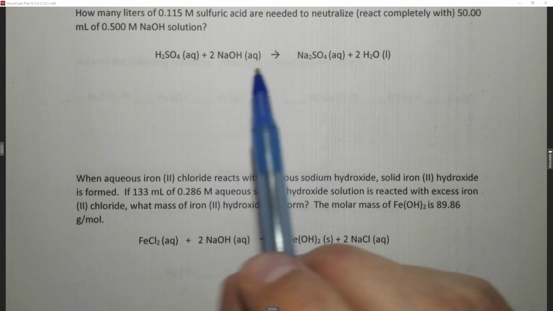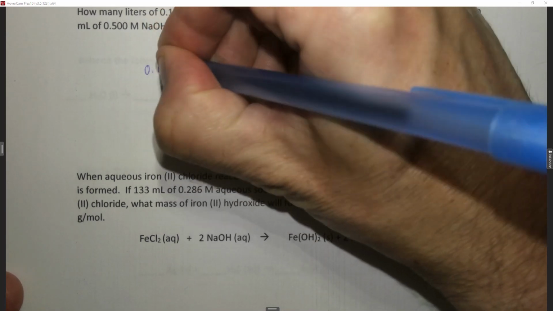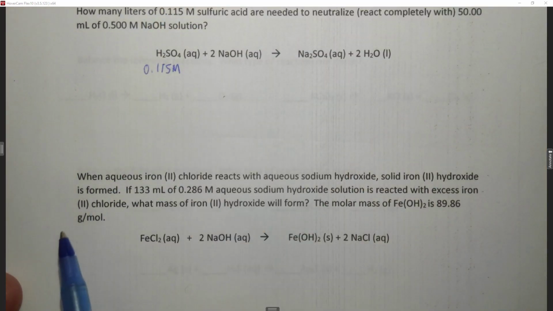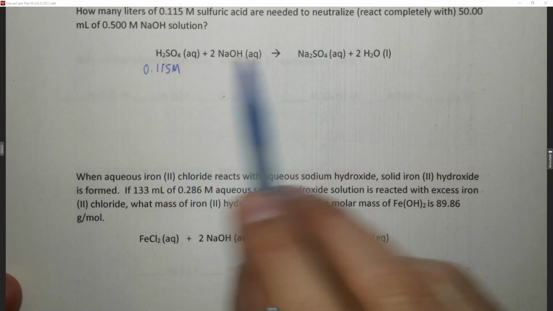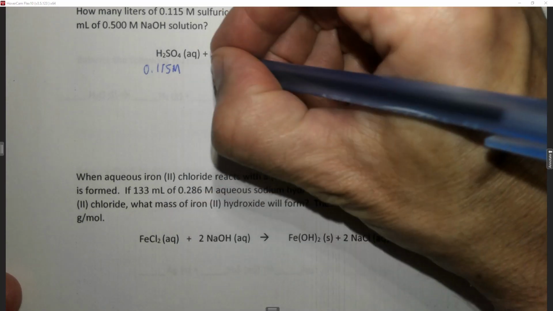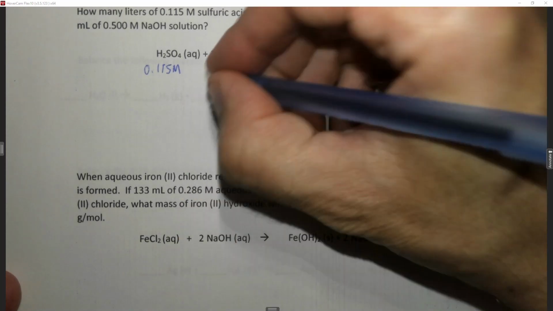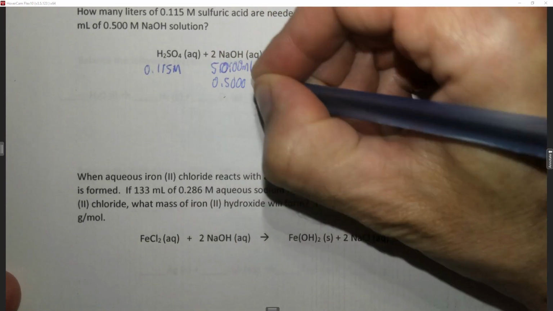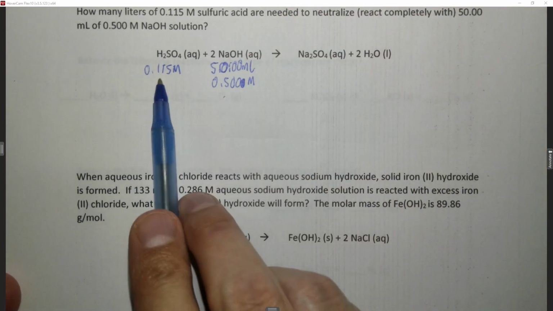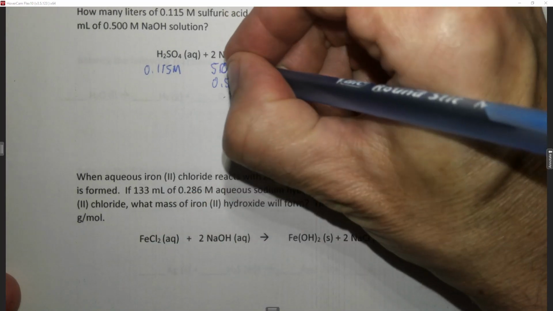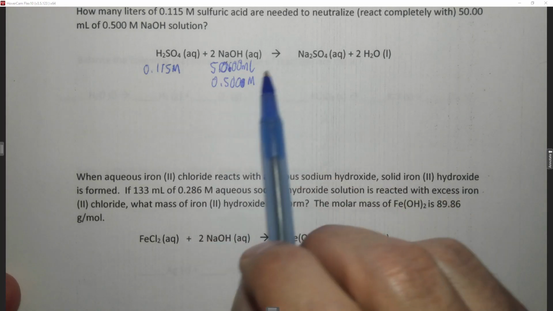So we're doing a titration here. We're given that we have 0.115 molar sulfuric acid, H2SO4. And we're trying to use a certain amount of this to completely neutralize exactly 50 milliliters of 0.500 molar NaOH. So we know the concentration of this. We know that we used 50 milliliters of 0.5 molar NaOH. And this is basically what we're doing.